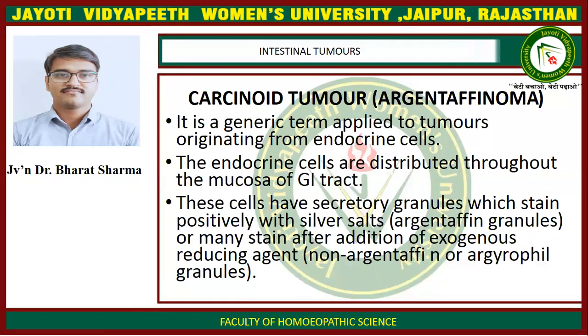Now we are going to learn about carcinoid tumor. It is also a malignant tumor, also known as argentaffinomas. It is a generic term applied to tumors originating from endocrine cells. The endocrine cells are distributed throughout the mucosa of the gastrointestinal tract. These cells have secretory granules which stain positively with silver salts, also known as argentaffin granules, or stain only after addition of exogenous reducing agents, known as non-argentaffin or argyrophil granules.